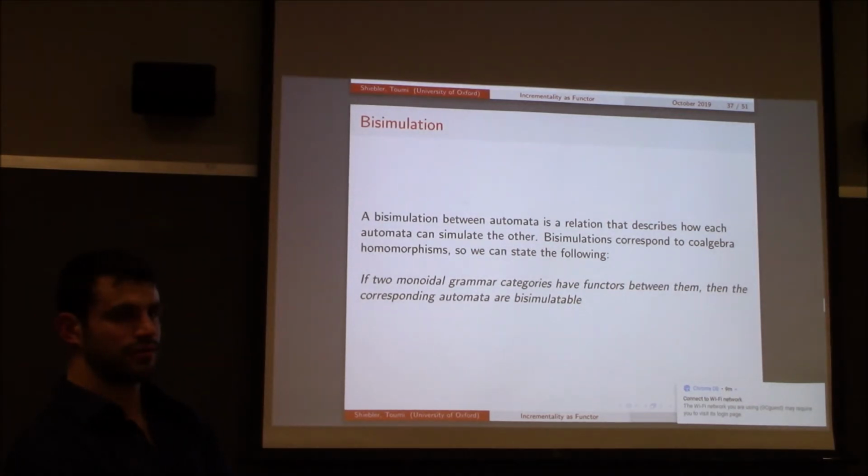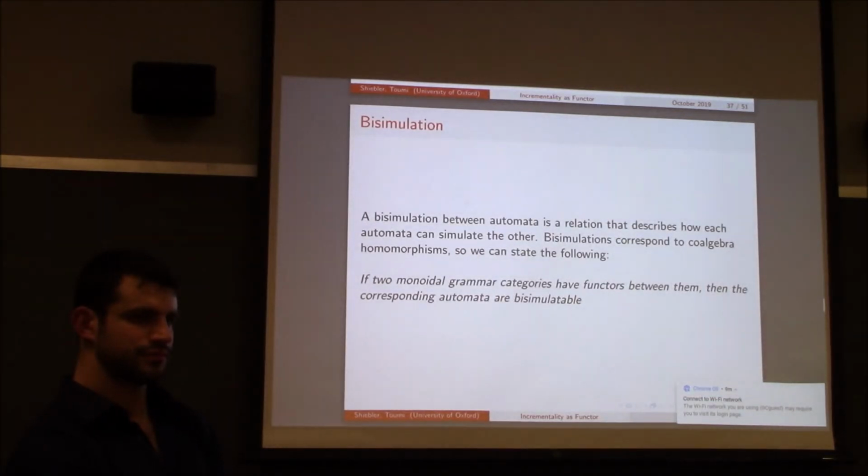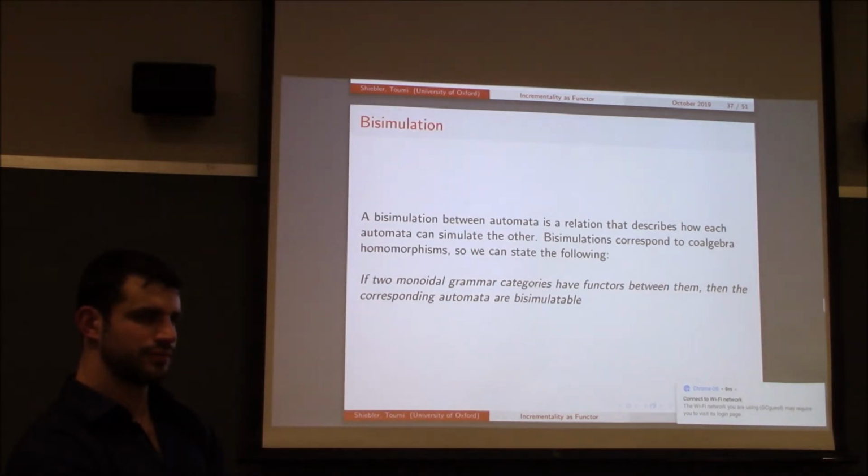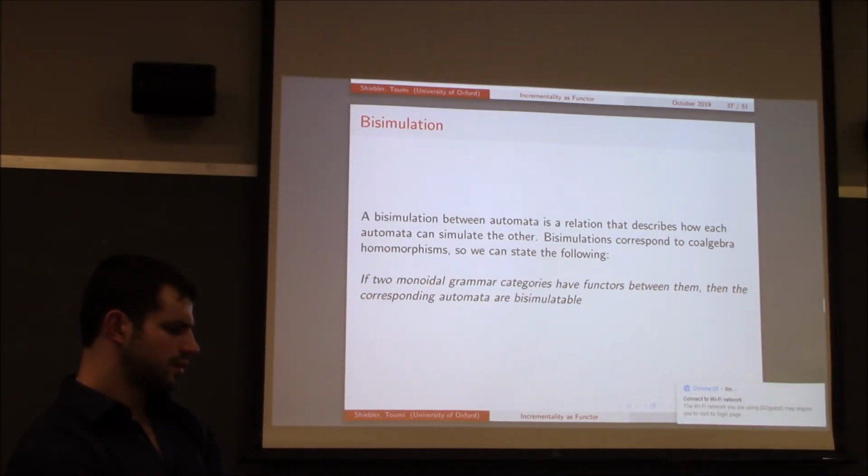Actually, that's another question. You said you have the big functor from grammars to the gadget that you call automata. But that's got to be a two-functor, right? Because grammars are already categories.